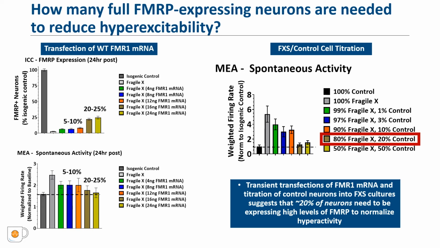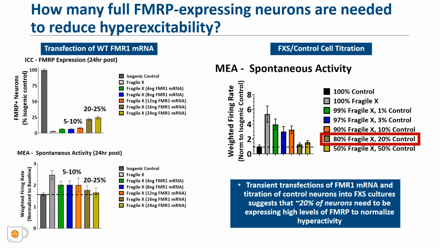The corresponding MEA data is shown below in the bottom left-hand corner. This graph shows increased spontaneous activity for Fragile X neurons in light gray as compared to the isogenic control neurons shown in dark gray. The spontaneous activity of Fragile X neuronal cultures transfected with FMR1 mRNA levels that lead to 5 to 10% FMRP positive neurons shows a trend towards reduced activity. However, Fragile X neuronal cultures transfected with FMR1 mRNA amounts that lead to 20 to 25% levels of FMRP positive neurons show full normalization of hyperactivity.